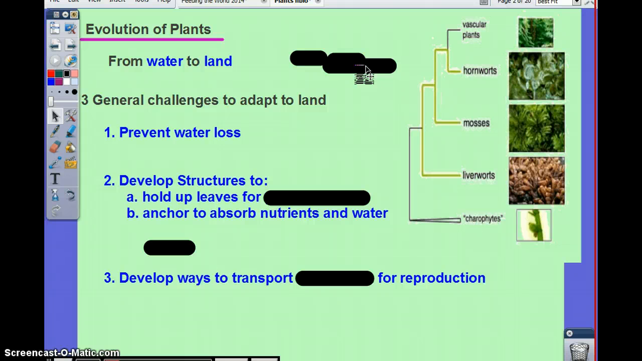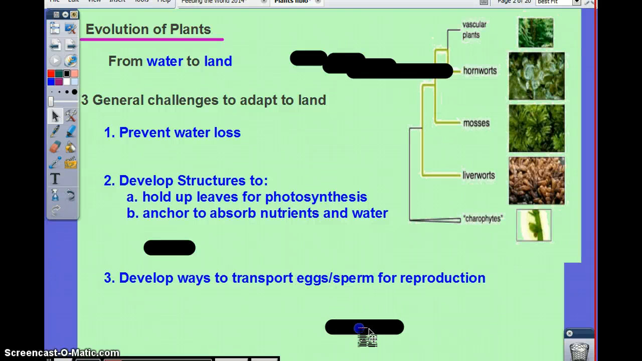Why did they have to hold up their leaves? Photosynthesis. They had to figure out a way to hold up their leaves so that they could receive the sunlight, or the energy, to drive the process. And they had to develop ways to transport what? Glucose. Eggs or sperm for reproduction. Good.